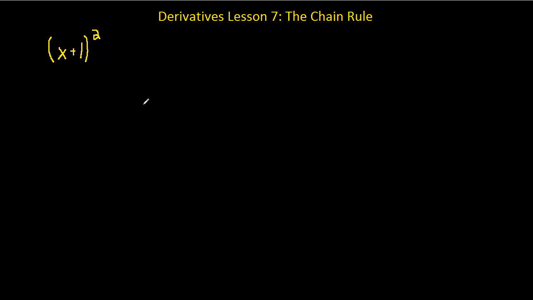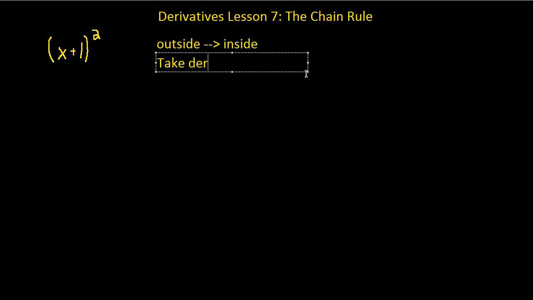And what the chain rule says is that you go outside in, outside in. So, this is how I think it makes sense to explain it. You go from the outside to the inside. And so what you do is you ignore the inside, you take the outside, take the derivative of the outside, and multiply by the derivative of the inside.